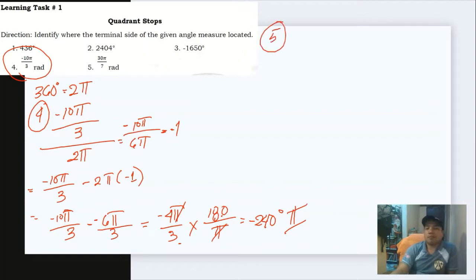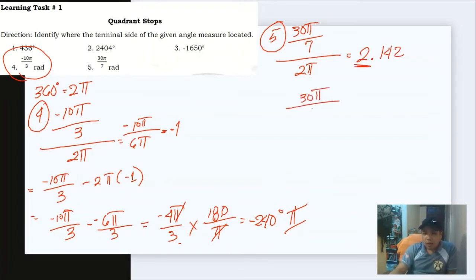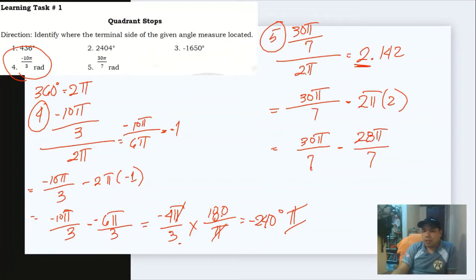Number 5. For number 5, we have 30 pi over 7 divided by 2 pi. So this is 14. 30 divided by 14 is 2 point something, 2.142. So we will be using 2. So 30 pi over 7 minus 2 pi times 2. So this will become 4 pi. So 30 pi over 7 minus 4 pi, which is 28 pi over 7. Use the LCD, which is 7. So 2 pi over 7 is the answer.